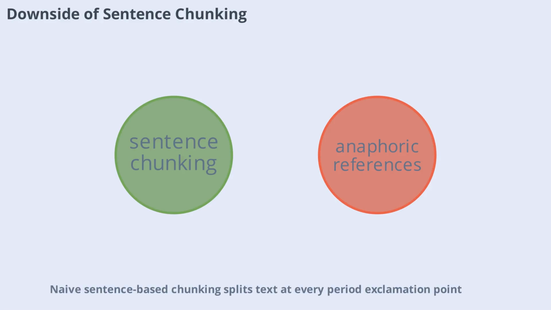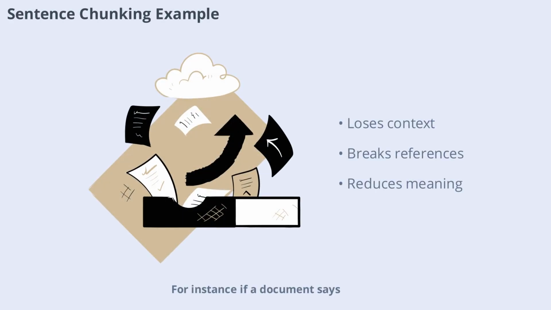Naive sentence-based chunking splits text at every period, exclamation point, or question mark. The main downside is that it breaks anaphoric references, pronouns like "it" or "they" lose their connection to the subject, making the resulting chunks less meaningful for retrieval. For instance, if a document says the Tesla Model Y incorporates a specialized heat pump architecture, it dramatically improves cold weather driving efficiency. Splitting by sentence isolates the second statement. The context of what "it" refers to is lost, reducing the usefulness of the chunk.